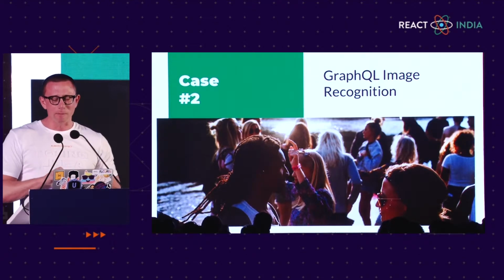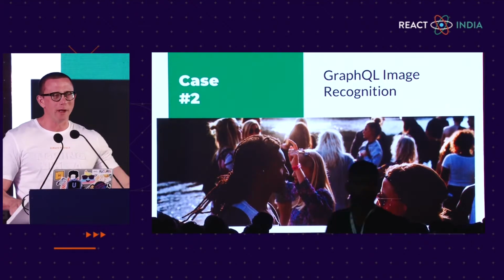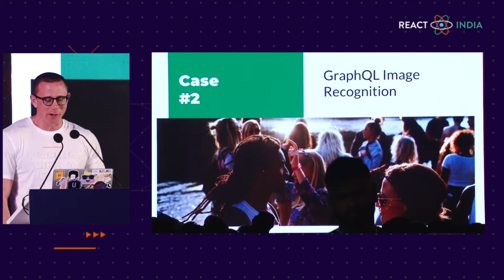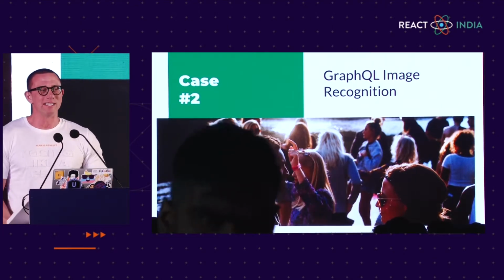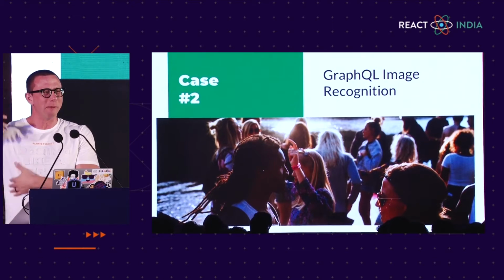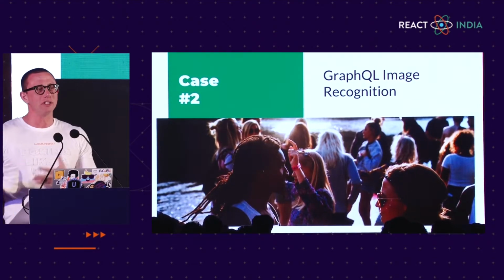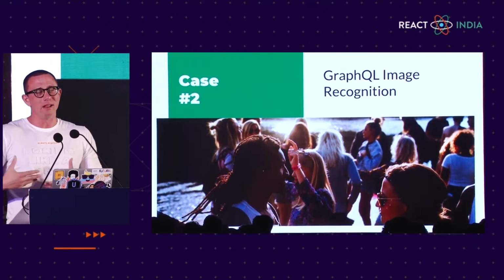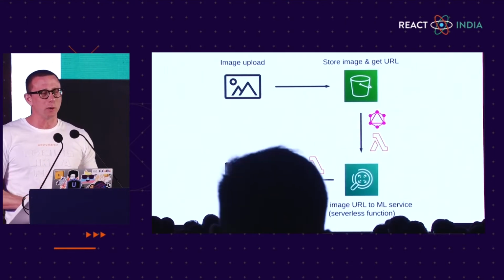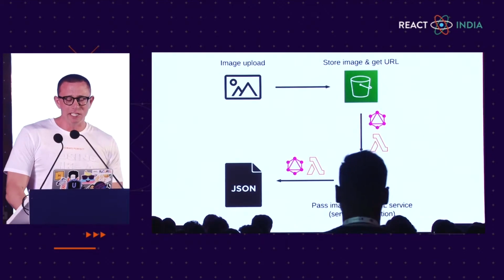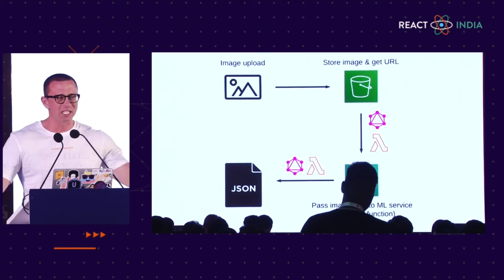What if you wanted to do something silly like image recognition with GraphQL? And why would you want to do that? I don't know why you would want to do that, but I think building stuff like this is interesting because you learn how to do things that you might not even think about doing, and in the future you might come up with a use case where this actually makes sense. But to do image recognition in GraphQL, this is what I ended up with.